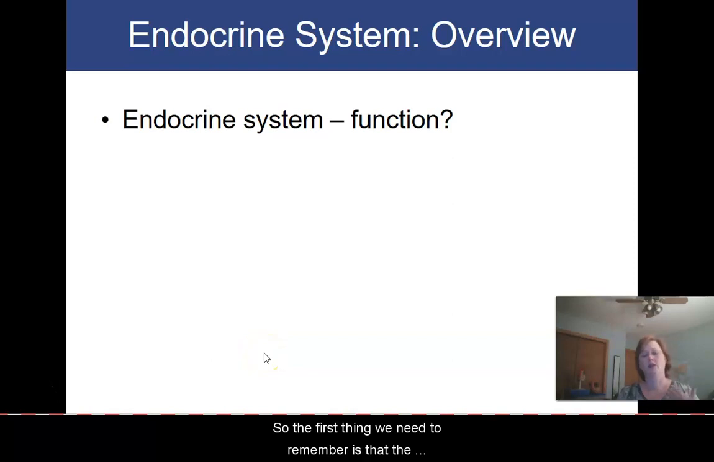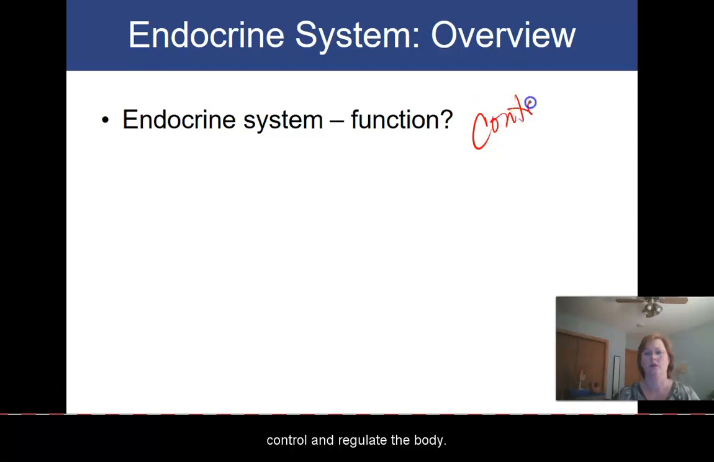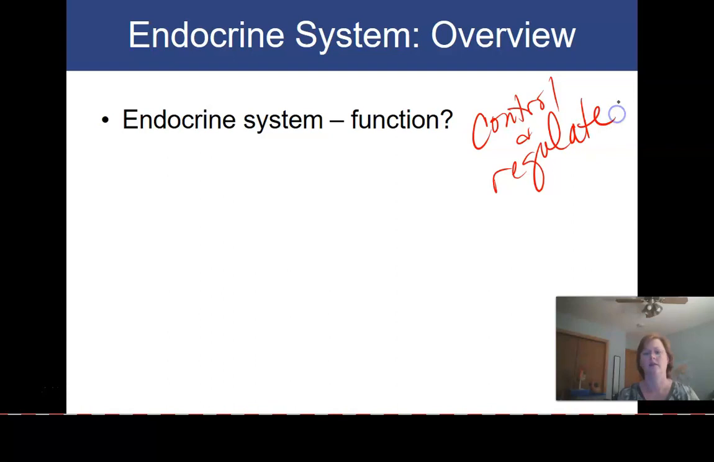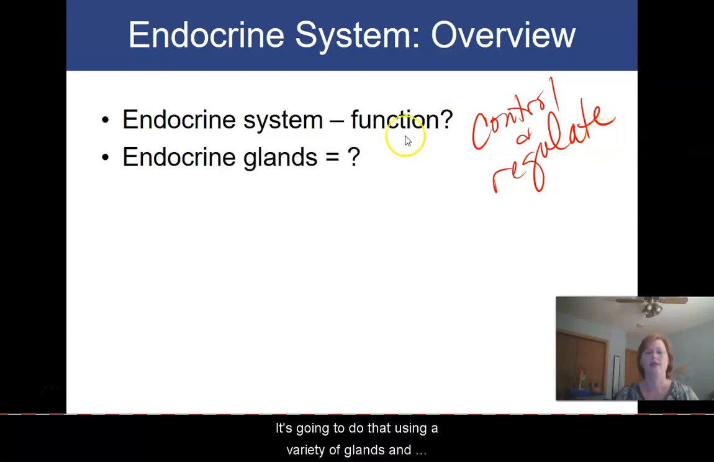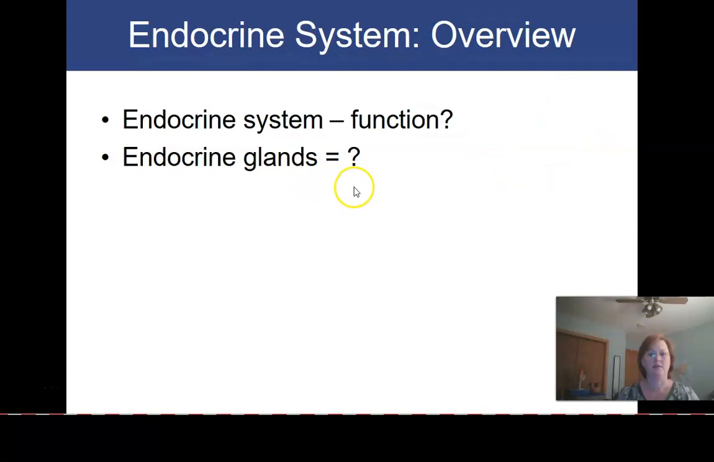So the first thing we need to remember is that the endocrine system has the same basic function as your nervous system. So of course that is to control and regulate the body. It's going to do that using a variety of glands and chemical messengers. So let's quickly go through those glands.